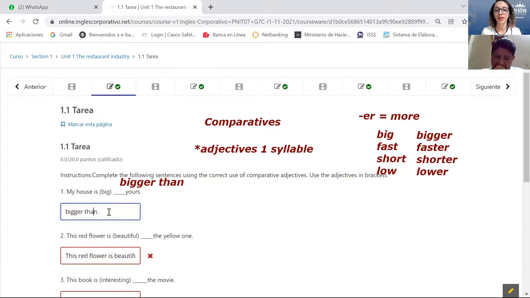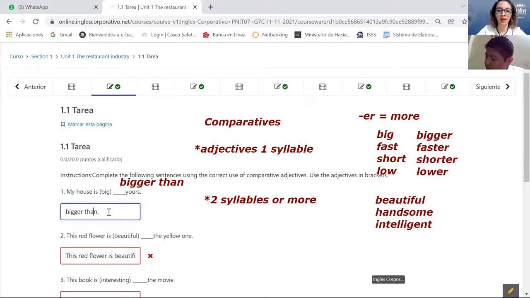Entonces, cuando solo hay una sílaba, es así. Cuando hay dos o más, ya no funciona así. Esa es la regla de uno. Two syllables or more. Y le voy a dar unos examples. Beautiful, handsome, intelligent. Si usted cuenta, hay más de dos. Beautiful, three. Handsome, two. Intelligent. Cuando son así, entonces aquí vamos a usar more than.